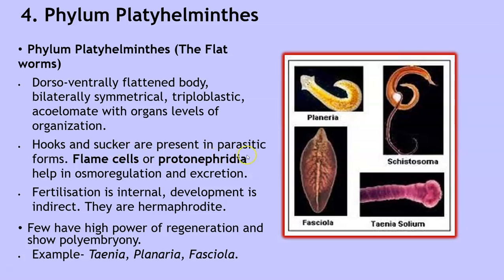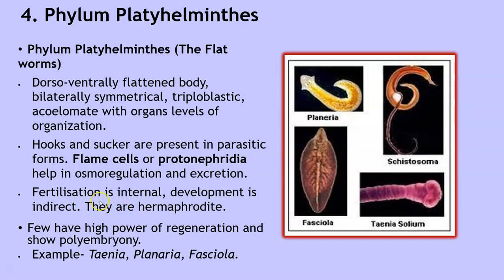Hooks and suckers are present in parasitic forms. So parasitic ones are the ones who affect and feed on the higher organisms or higher animals. Flame cells or protonephridia help in osmoregulation and excretion. So they have these specialized cells which are called flame cells or protonephridia, which help in osmoregulation. Osmoregulation is the process of maintaining the mineral and water balance in the body, and excretion is eliminating the waste material.